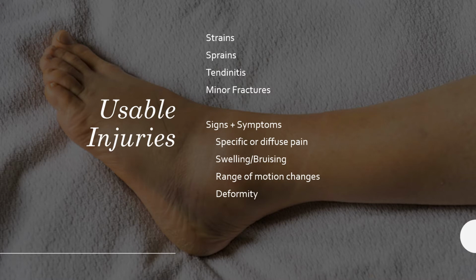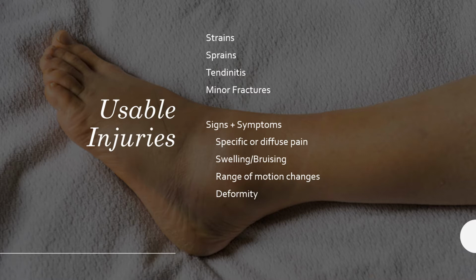All right, so next we're going to be talking about the usable injuries to the musculoskeletal system. I'm sure most of you have experienced some sort of injury like this in your lifetime. They're not going to be life-threatening or anything like that. They may cause a lot of pain and discomfort. However, they are quite easily treatable in the field. These are your common strains, sprains, even tendonitis, and slight minor fractures.